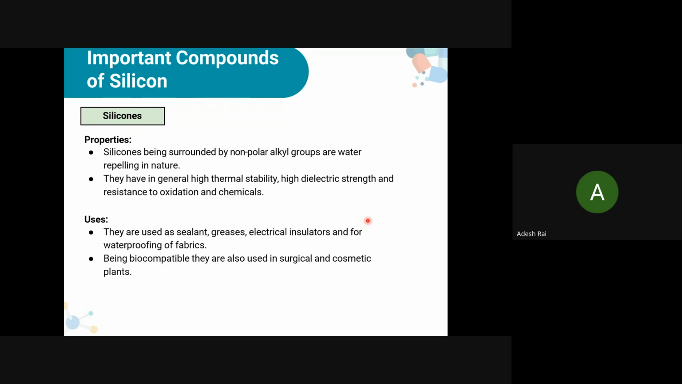What is biocompatible? It doesn't hurt the skin and all. Okay. And what is sealant?